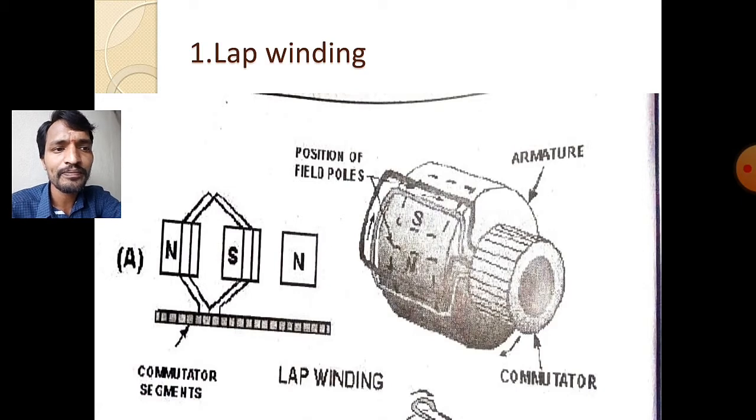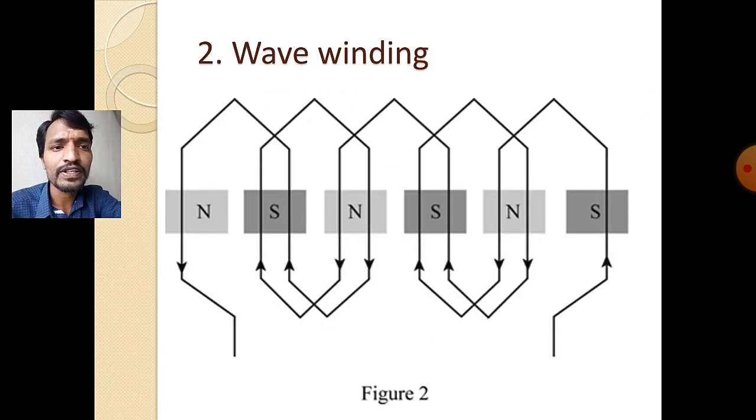Next, wave winding. Here we have only two ends connected to the segments. This is the construction of wave winding, which has a wave-like structure. In lap winding we have a number of parallel paths, but here we have only two parallel paths. The two ends are connected to the commutator segments.